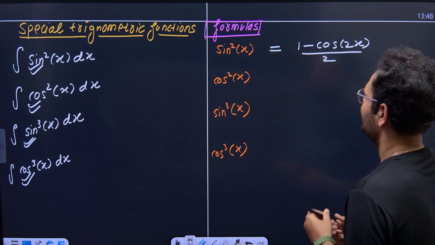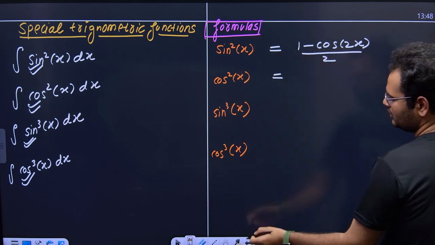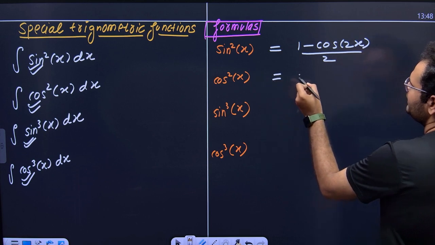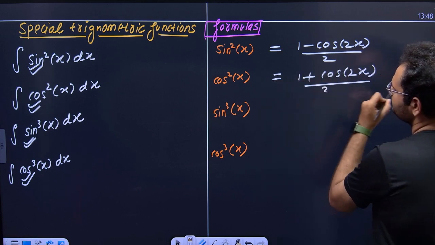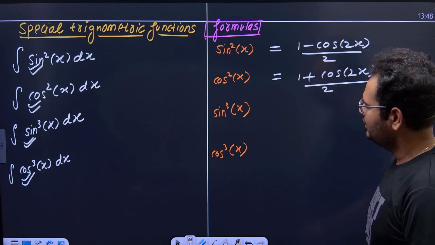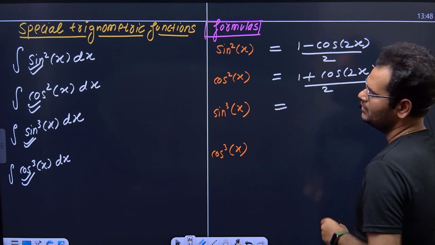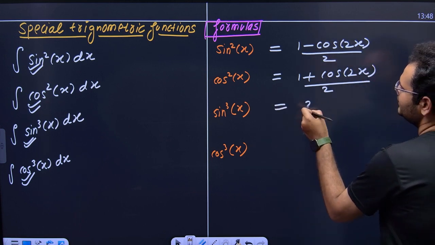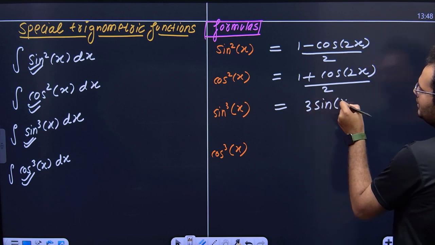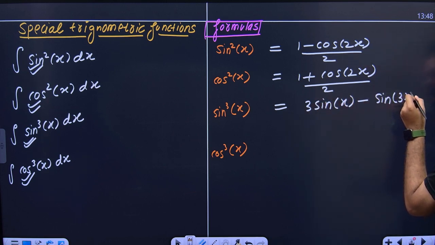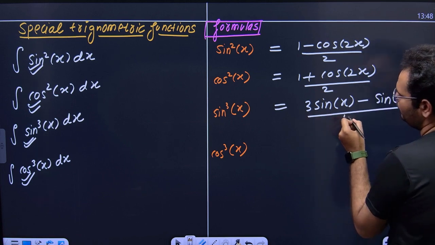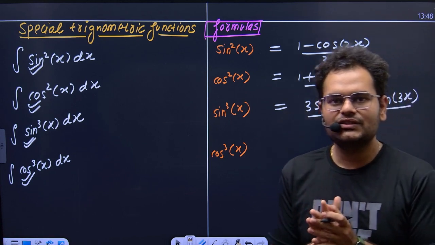Okay, here cos square x. Sir, cos square x, what is the formula? Cos square x formula is (1 plus cos 2x) upon 2. Remember this. Sir, what about sin cube x? Sin cube x, the formula is (3 sin x minus sin 3x) upon 4. See, these are the formulas which you have to note down.